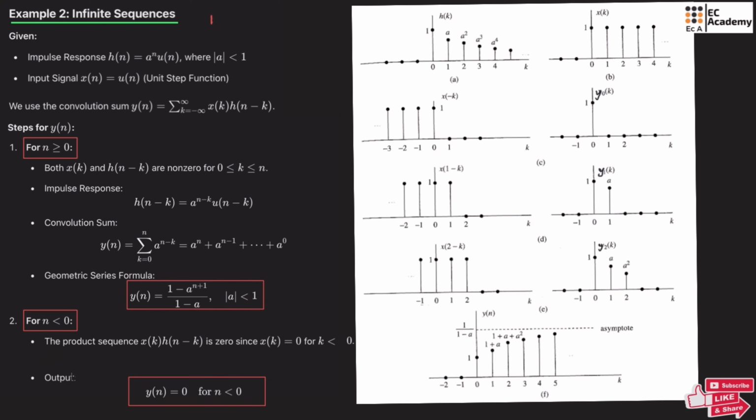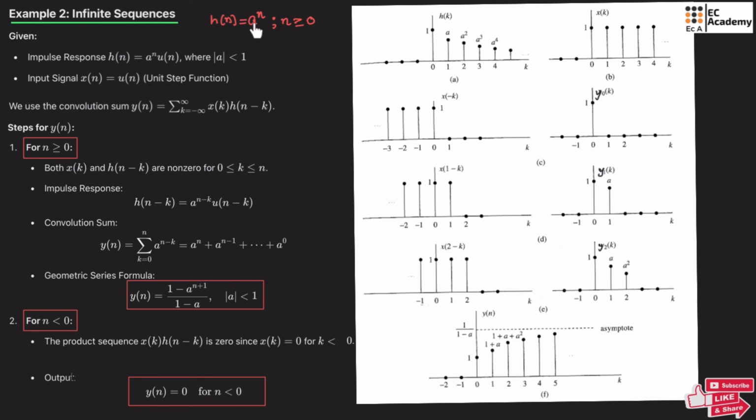So we can plot h of n as a to the power of n for n value greater than or equal to 0. For n value less than 0, h of n will be equal to 0, since it is multiplied with u of n. Now at n is equal to 0, we'll get h of n is equal to a to the power of 0, which is equal to 1. So at n is equal to 0, h of k is written as 1. So what we are doing, in place of h of n, we are writing h of k. In place of x of n, we are writing x of k.